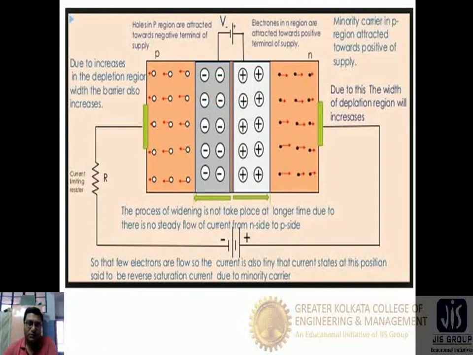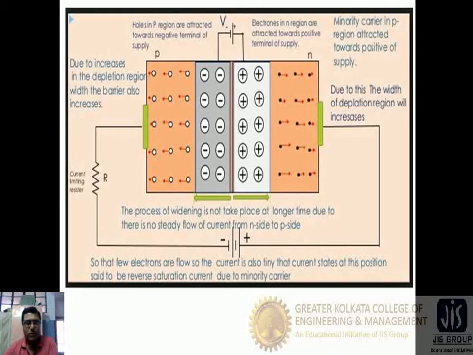So this minority carrier takes part in the conduction of reverse saturation current, or the reverse leakage current, in the reverse bias of the diode. In case of the reverse bias of the diode, there is a flow of electrons, which are minority carriers in the P side, and a flow of holes, which are minority carriers in the N side, and that current flow produces a reverse leakage current.